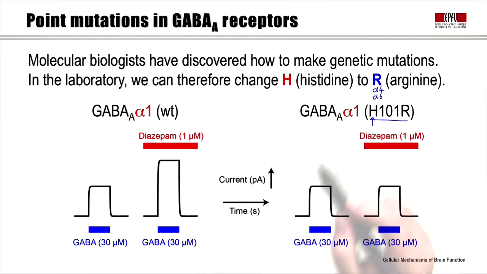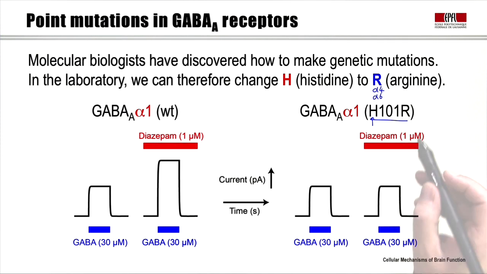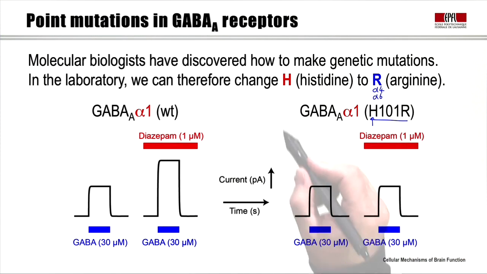Interestingly, this point mutation makes no difference to the currents evoked by GABA in the absence of diazepam. And so, in many respects, this point-mutated GABA alpha 1 receptor is identical to the wild type, except in the presence of the exogenous agent diazepam or other benzodiazepines. This then allows us to do very interesting genetic testing to see which subunits mediate which actions of the benzodiazepines.